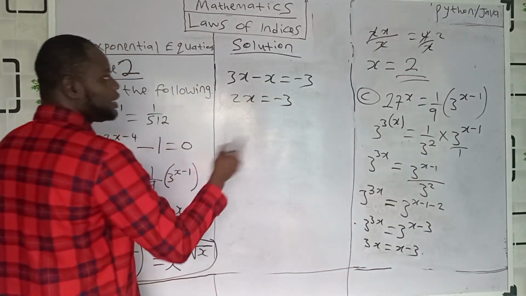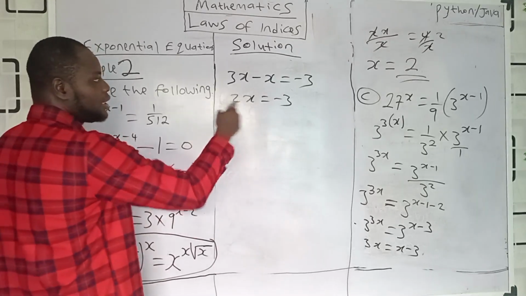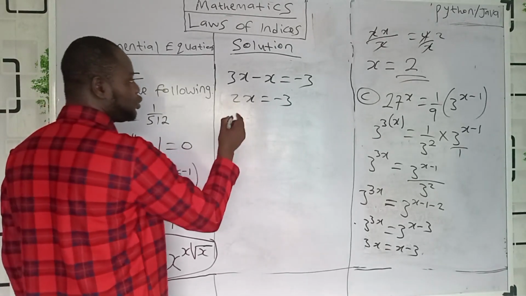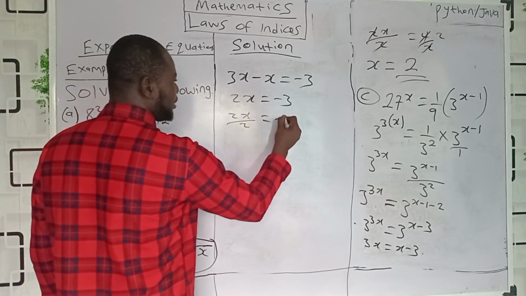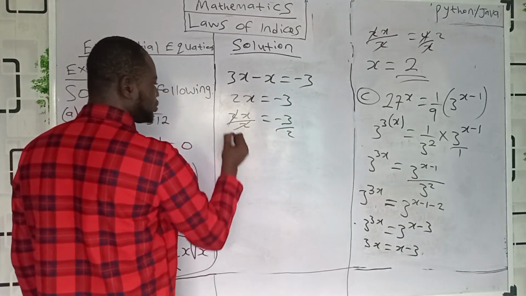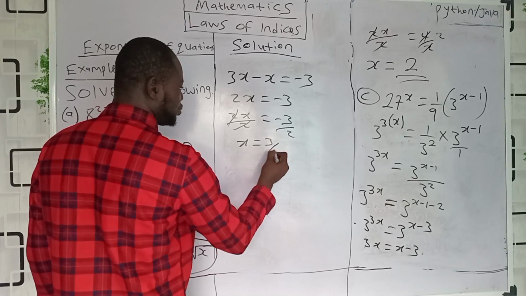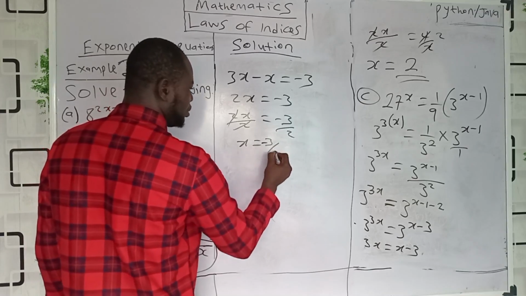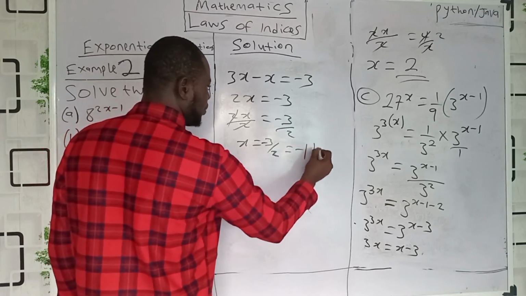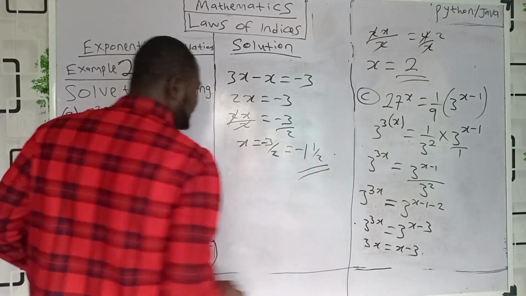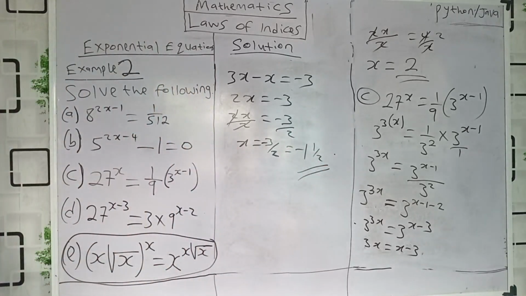Minus 3. Divide both sides. Of course, I want to get x. Divide both sides by the coefficient of x, which is 2. So 2x divided by 2 equal to minus 3 over 2. So 2 cancels 2. x will now be minus 3 over 2. Okay, minus 3 over 2, and that's minus 1 and 1 over 2. Beautiful, everyone. That's lovely.